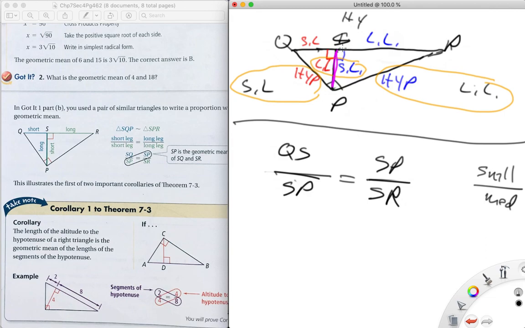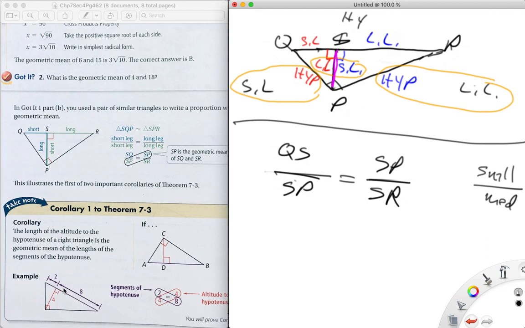They call it the geometric mean of the altitude, corollary to 7.3, because the thing that they share is the altitude of the overall triangle. The altitude of the overall triangle is the long leg of the small triangle, and it's the short leg of the medium triangle. Those are the two guys that they share, and that is the geometric mean.